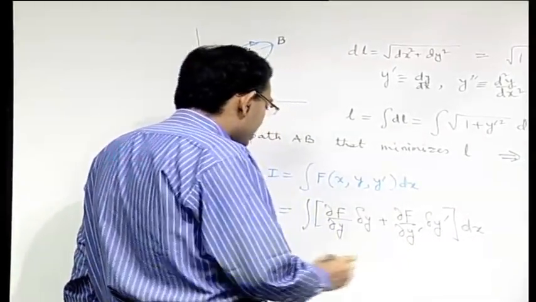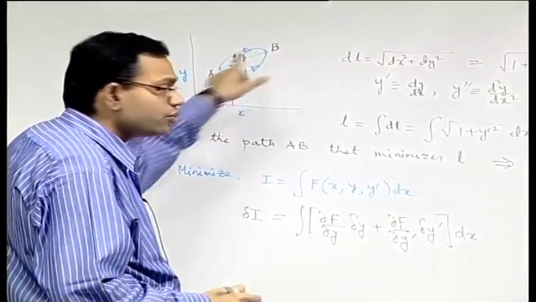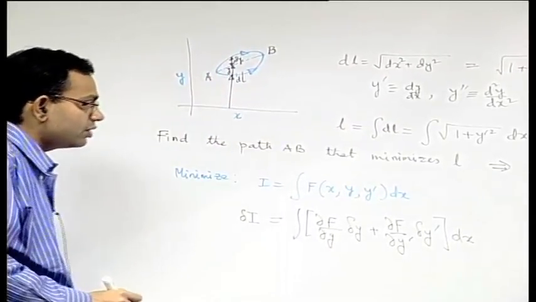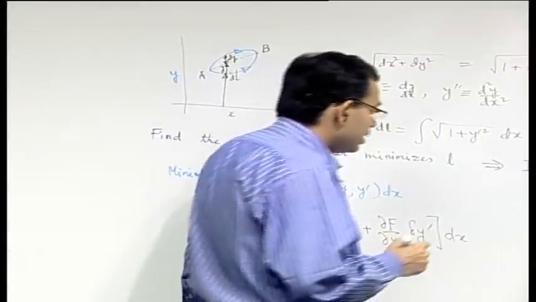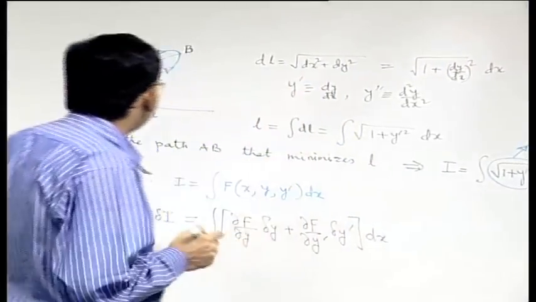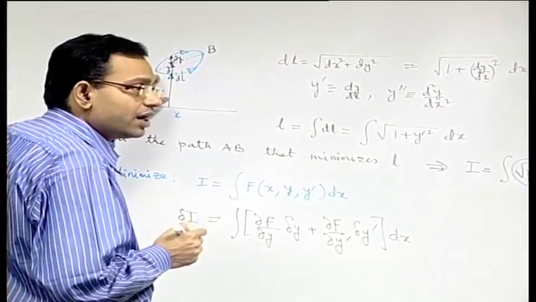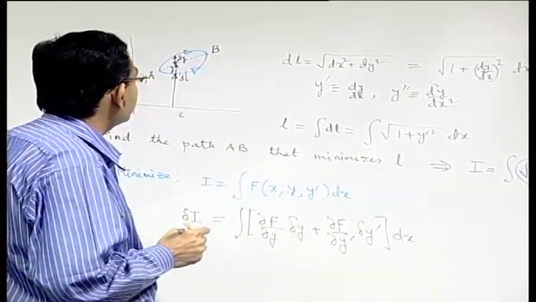what we will do is, remember this integration is from a to b, for the two endpoints. So, what are the boundary conditions which are there? The boundary conditions given are that at a you have a specified y, and at b you have a specified y.